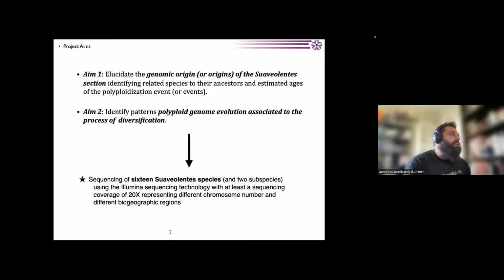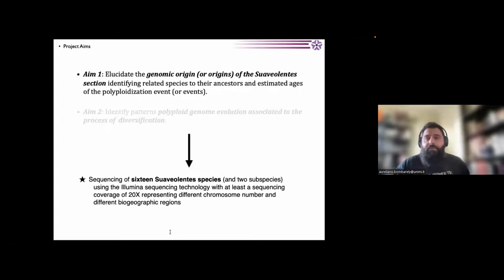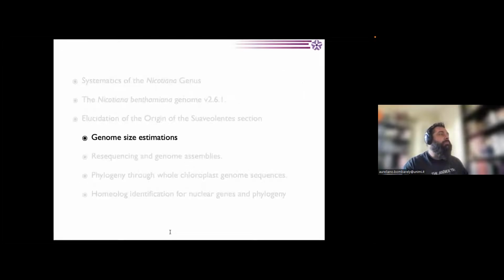Okay, just looking at this genome. For that, our collaborators did the resequencing of 16 Suaveolentes species and 2 subspecies using Illumina, with at least 20x. I'm going to talk today only about aim one, which is more or less the work that we have almost done and rounded.